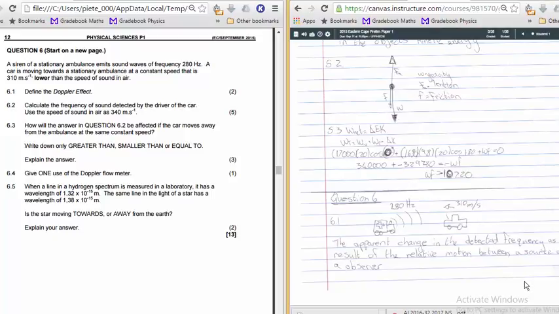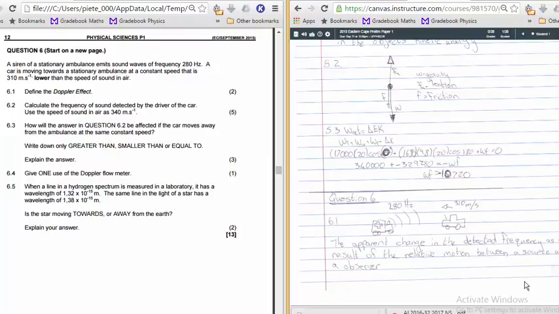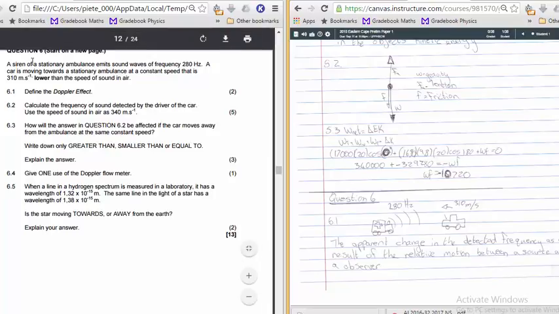Okay, so now looking at question 6, the Doppler effect question. Question 6 says a siren of a stationary ambulance emits a sound wave of frequency 280 hertz. A car is moving towards the stationary ambulance at a constant speed that is 310 meters per second lower than the speed of sound in the air. Okay, and so this is not the speed of the ambulance, that's how much lower it is than the speed of sound in the air. Define Doppler effect.